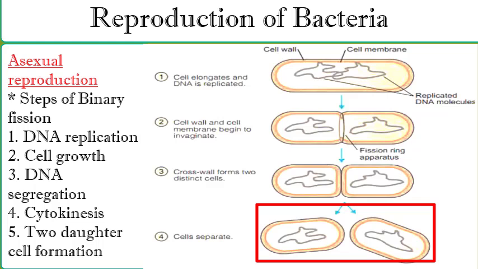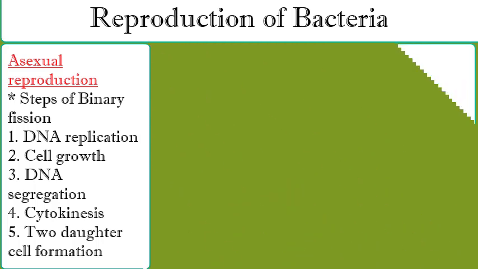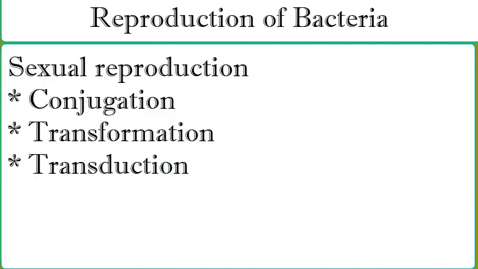The last is daughter cells. Two identical daughter cells are produced, each capable of independent growth and division. Another form of reproduction is sexual reproduction via conjugation, transformation, and transduction.